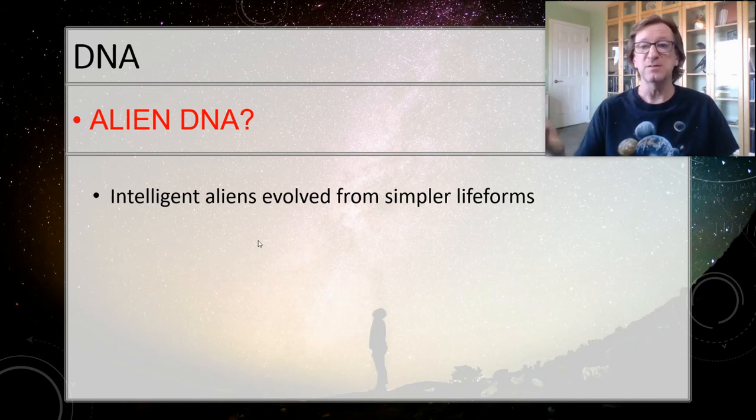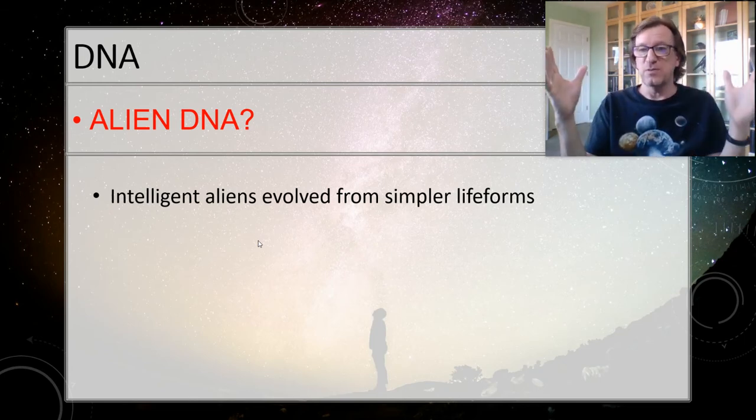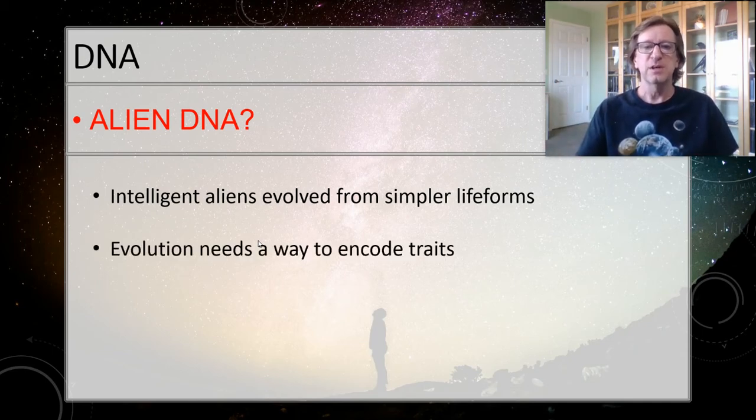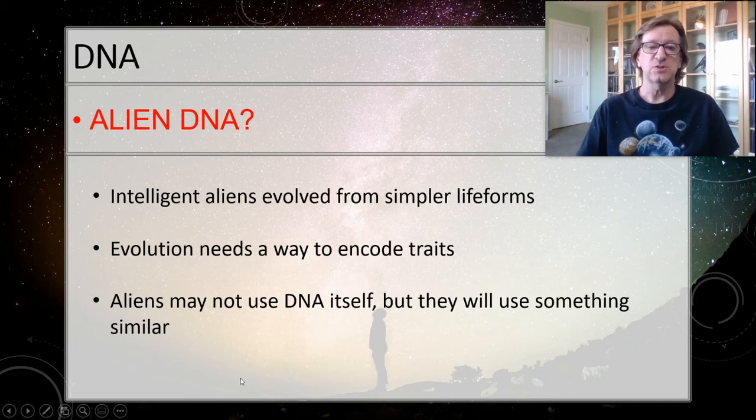So when we're thinking about aliens, then we would assume that intelligent aliens evolved from simpler forms on their planet. So those simple forms would have started first, and then they would have evolved into different aliens, some of which then would hopefully become intelligent. So if that's the case, then we've got evolution taking place on these alien worlds as well. And so again, it's going to need some way to encode its traits.